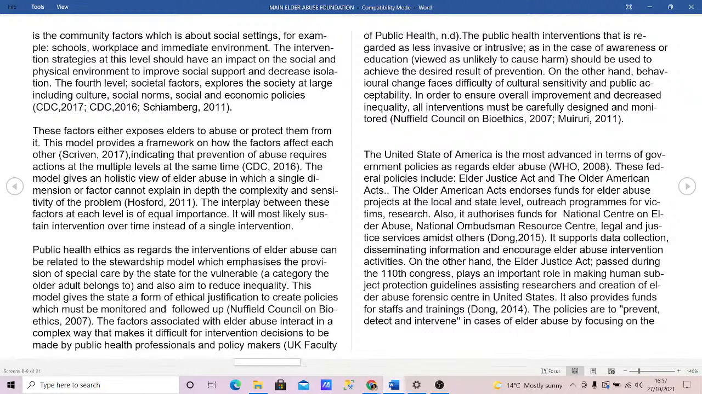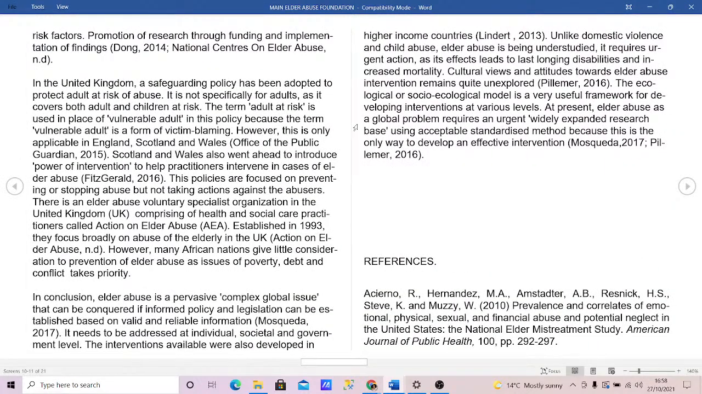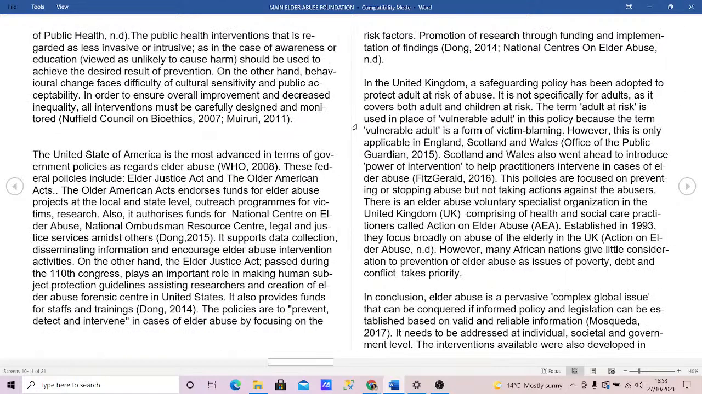Now, on the other hand, behavioral change faces difficulty of cultural sensitivity and public acceptability in order to ensure overall improvement and decreased inequality. All interventions must be carefully designed and monitored. So there's no way you will have a sentence that won't have critical analysis, right? Let me see if there's any sentence in particular that I want to point out to you guys.